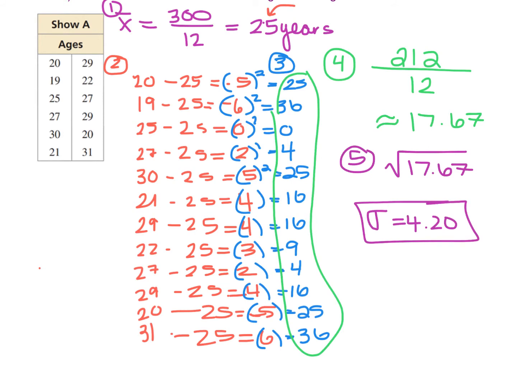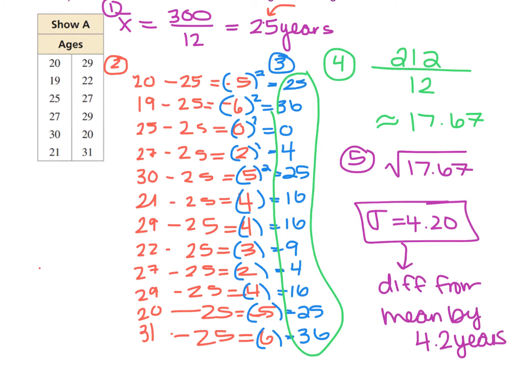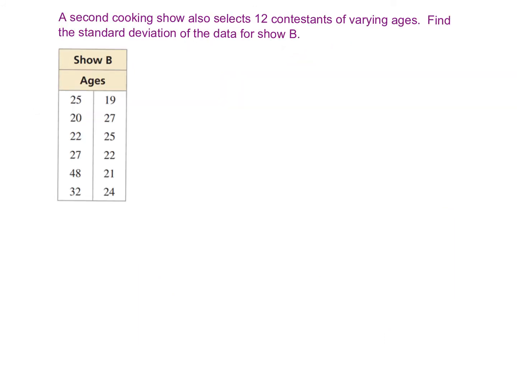So what this value essentially tells us is that the average age of a contestant on the show differs from the mean, or from that average value, by about 4.2 years. So that's our average age on the show. It's going to differ from the mean by 4.2 years. So let's go ahead and try this process one more time with a second data set.